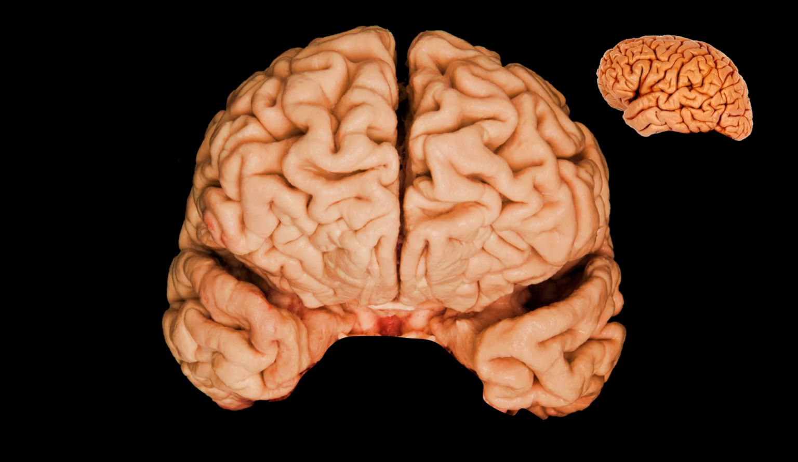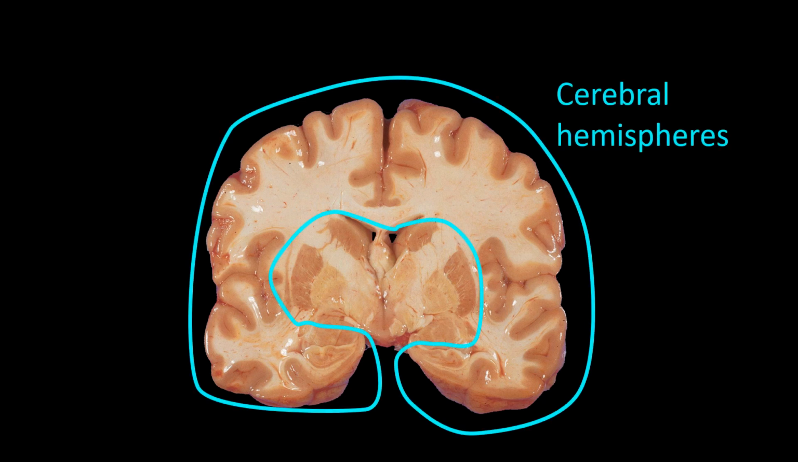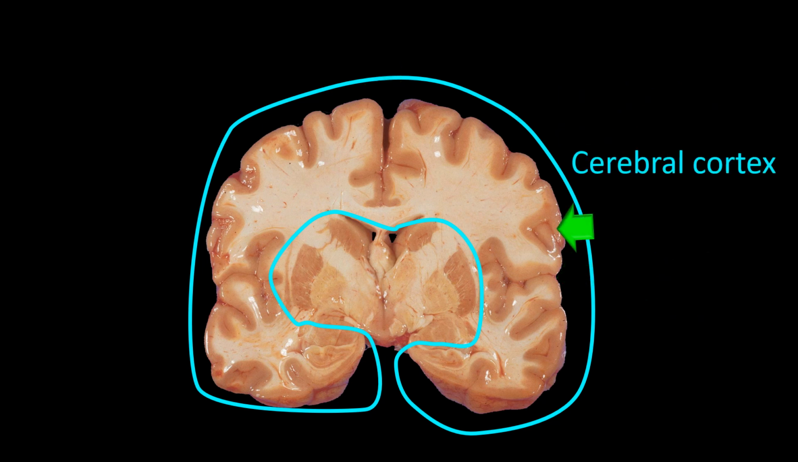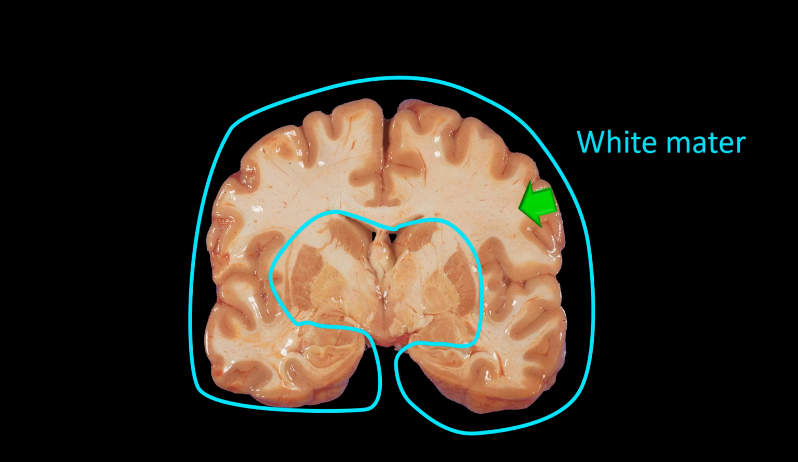I have introduced a lateral view of the brain to show the site of cut that will yield this view. In this view, we can see enclosed in aqua the cerebral hemispheres, the longitudinal fissure, and the lateral fissure. The cerebral cortex, made of gray matter forming a mantle, convolutions, and sulci. But in addition, we can see white matter.